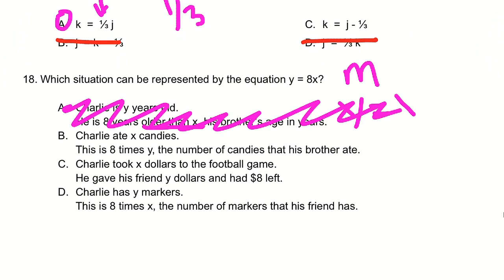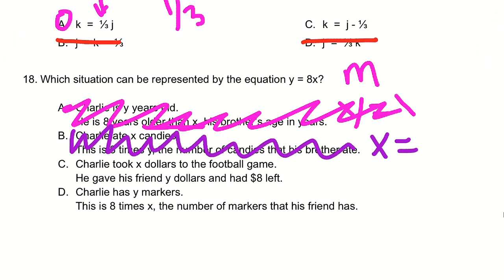Next. Charlie ate X candies. This is 8 times Y, the number of candies that his brother ate. Okay. So last time we started off with Y. This time we're starting off with X. No, we never start off with X. Okay. Charlie took X dollars to the football game. He gave his friend Y dollars and had $8 left. That means 8 would be our Y because that is the outcome of it. But Y is $1. No, that doesn't make sense. No, we don't like that one.